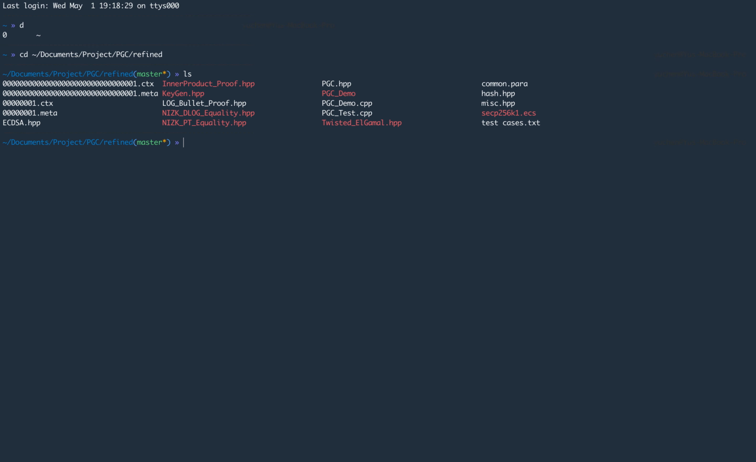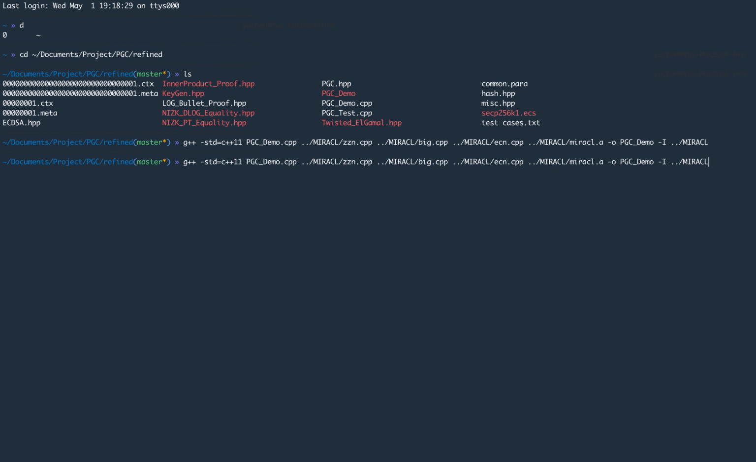This is the directory of our source code, which is written in C++. The code could be further improved to obtain better performance. So let's compile the demo. Okay, let's compile it, and execute the demo.